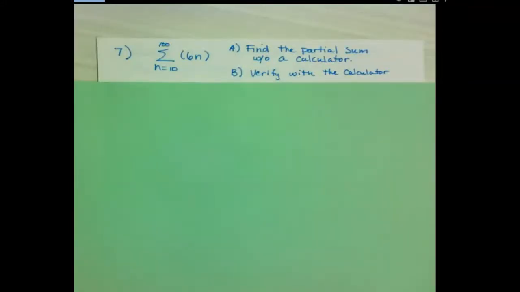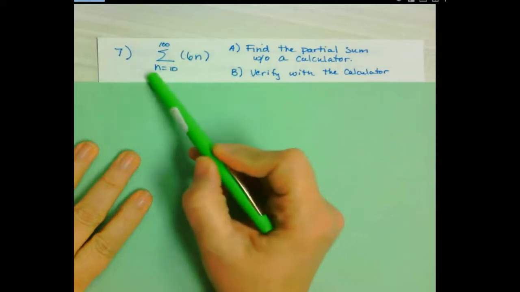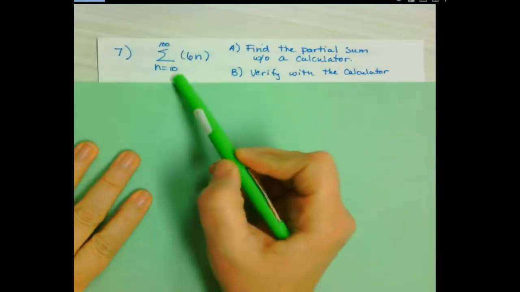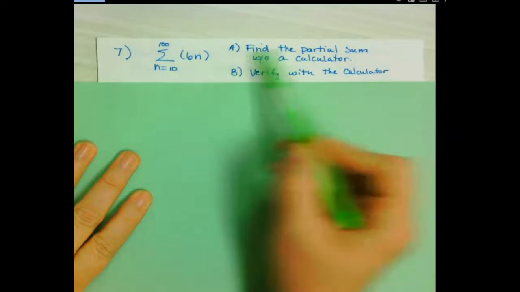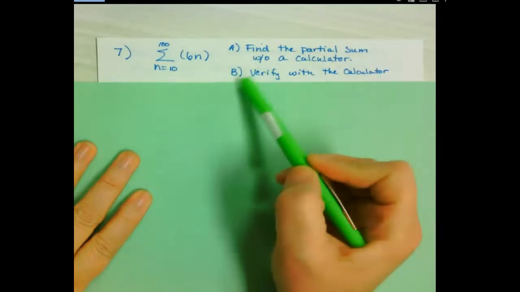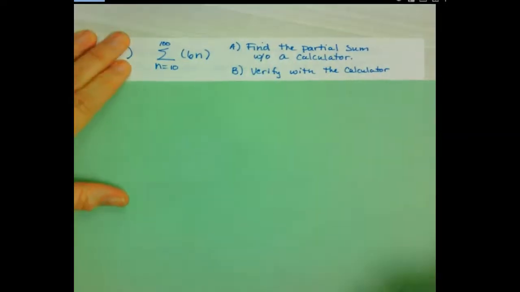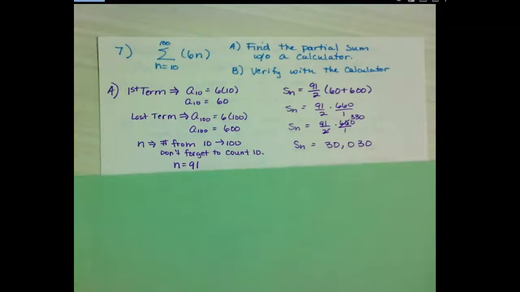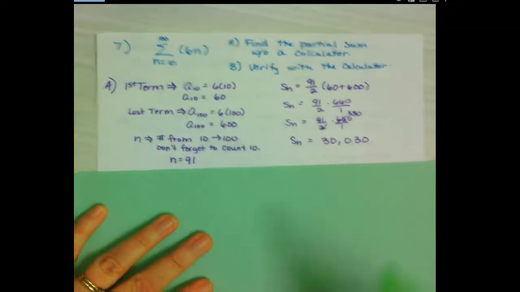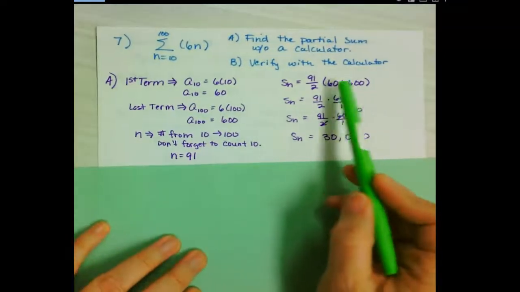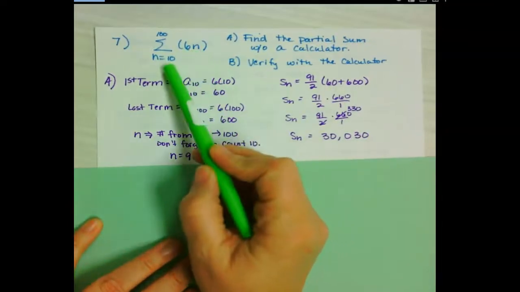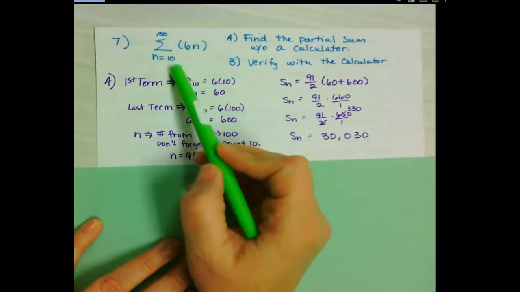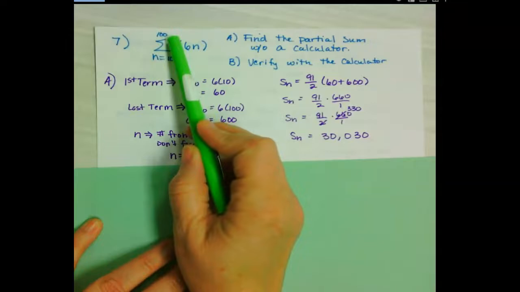Okay, quick review of sigma notation. So here's my sigma. I have n equals 10 up to 100. So lower bound is 10, upper bound is 100. Sequence is 6n. So I want to find the partial sum without a calculator, and then I want to verify it on the calculator. So to do that, I need to do a couple of things. Remember, to use the short model, I need the first term and the last term, and that's easy to calculate on sigma because the lower bound is the first term that you're plugging in, and the upper bound is the last term you're plugging in.